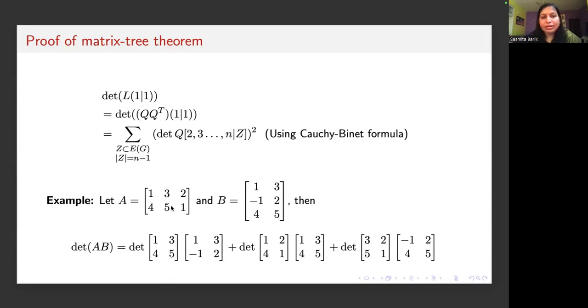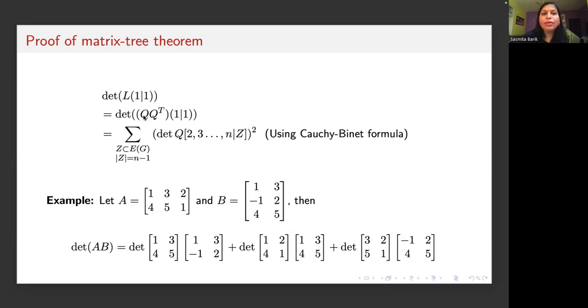Similarly, you can delete this column here, and here also delete the corresponding column, and then take both matrices, so the determinant of this product. And similarly, you can delete the first column here and the first row there, take both matrices and the determinant of the product. So this way the determinant of AB can be written. That is the Cauchy-Binet formula. So here I'll use the same.